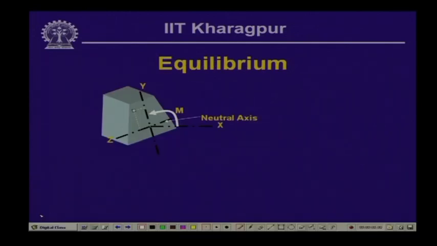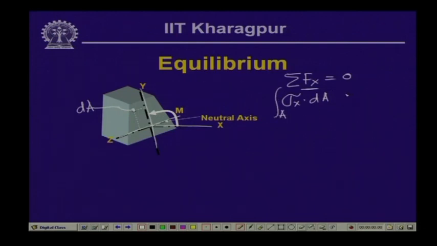Now, here we look into a segment of this beam again, and we have shown three axes, the z axis, the y axis and the x axis. Now, we consider a small element here having area, say dA. As we know, the summation of the horizontal forces F x is equal to 0, and this force is nothing but the stress multiplied by the area. If we integrate this over the entire area, this is equal to 0.